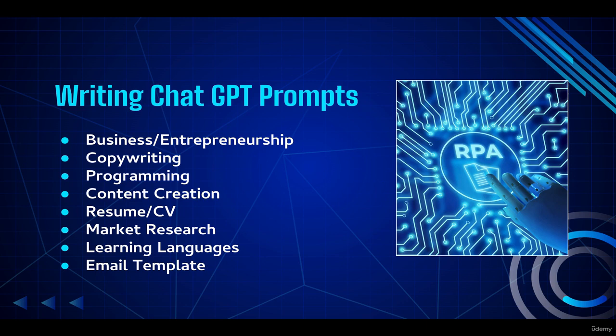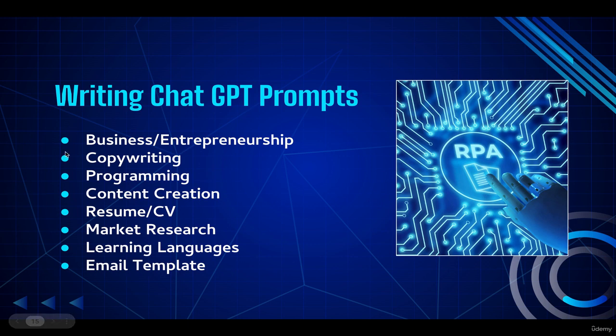In this video, we're going to start implementing all the knowledge and skills that we've learned prior to this fully guided project. As you can see, there are 8 categories. The first one is business and entrepreneurship. The second one is copywriting. The third one is programming. The fourth one is content creation. The fifth one is resume, CV. The sixth one is market research and learning languages. And the last one is email template.